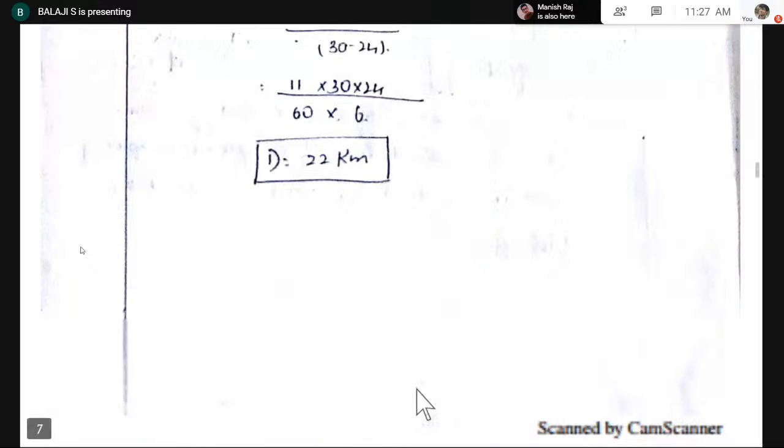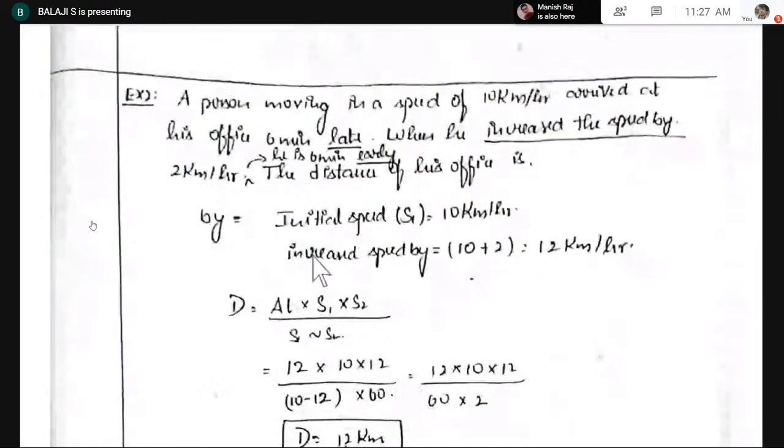So simple, right? Okay, we shall solve another question. A person at a speed of 10 kilometer per hour arrived at his office 6 minutes late, and when he increased the speed by 2 kilometer per hour, he reached 6 minutes early. See here, the important phrase is increased the speed by. Initially he is traveling at 10 kilometer per hour. When he increases the speed by 2 kilometer per hour, what speed is he traveling at now? He is traveling at 12 kilometer per hour.